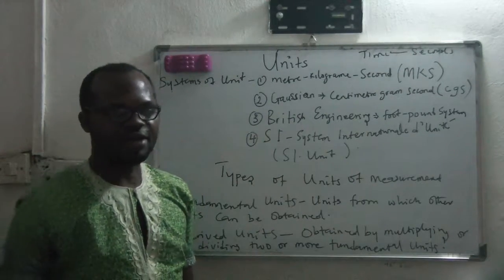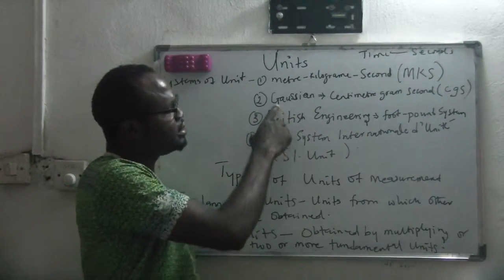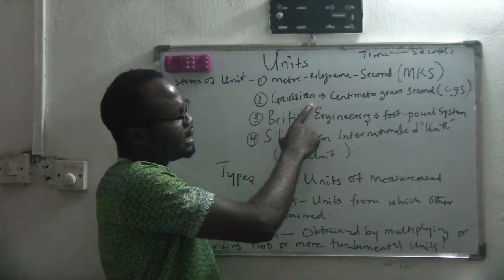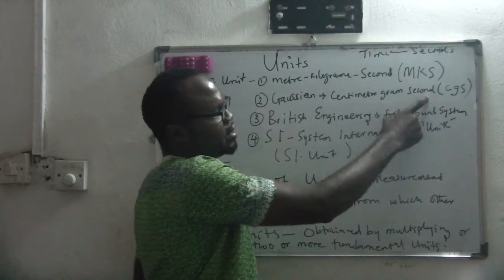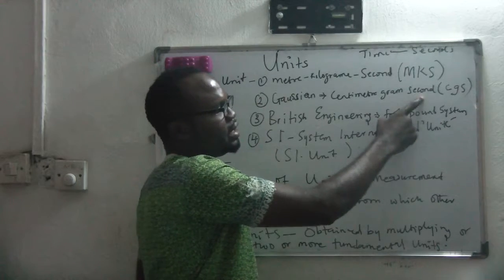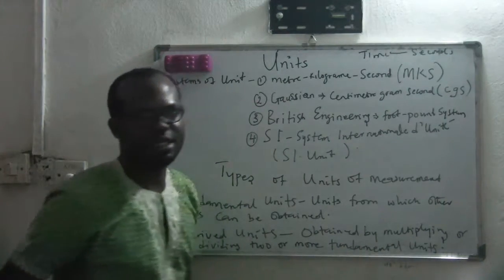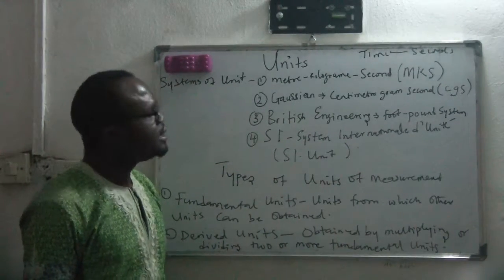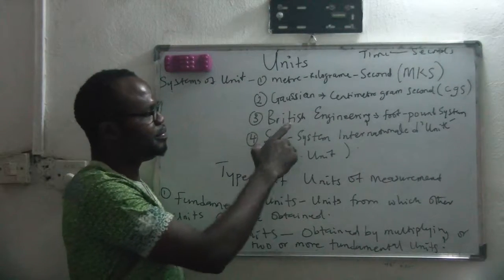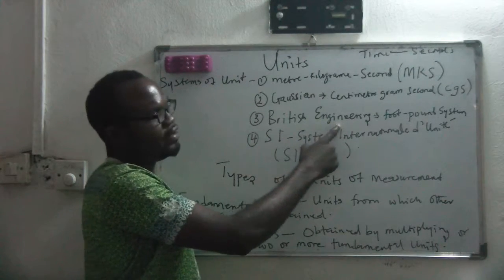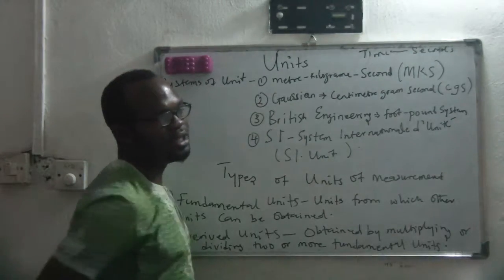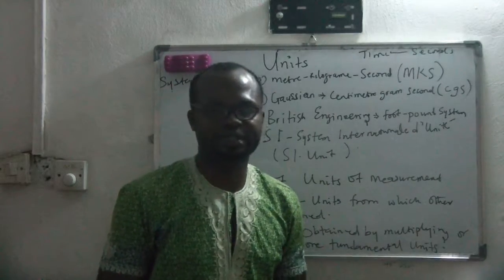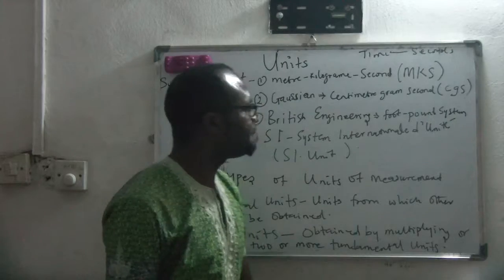Another system of units is the Gaussian system that has centimeter, gram, second, CGS. That's another system of units. Then we have another system known as the British engineering unit that uses the foot-pound system. That's another system of units.